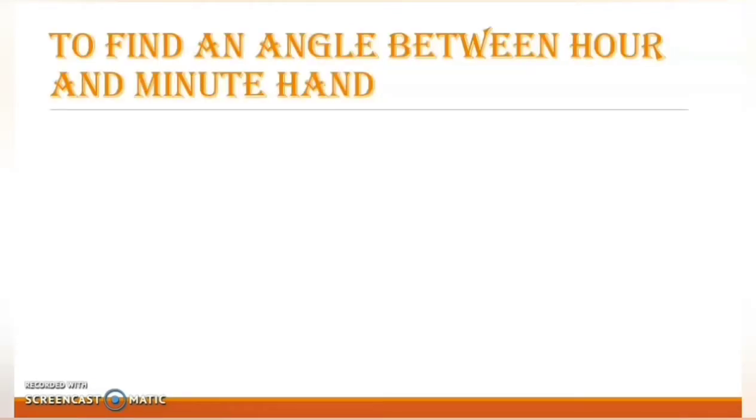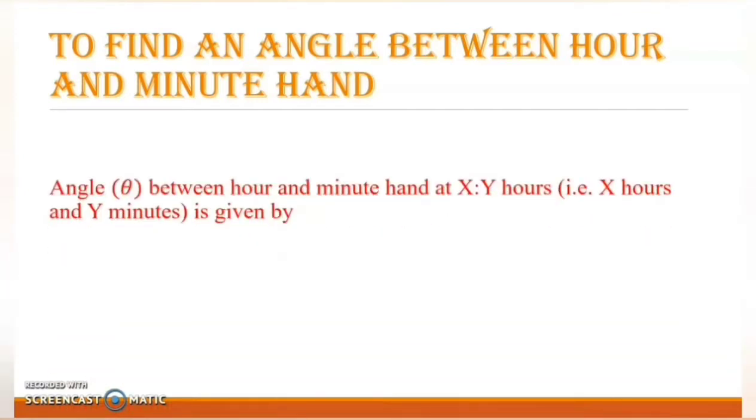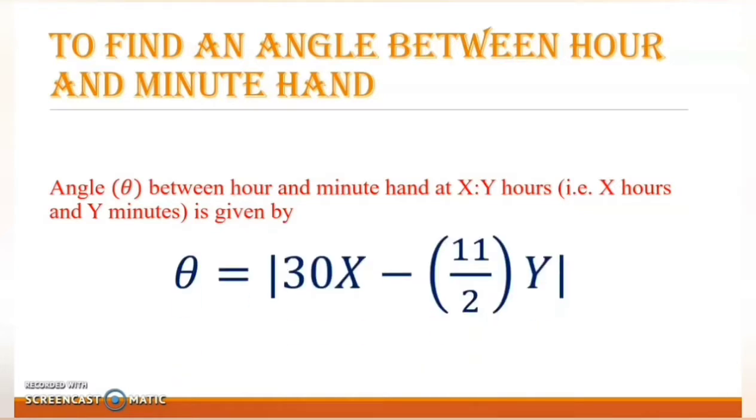Suppose I want to find an angle between hour and minute hand. Though I have given you the method before, it looks simple, but it consumes time. But in competitive exams, we don't have much time. Now, how do we solve such problems? We need to have a formula, and that formula I'm going to give you here. An angle theta between hour and minute hand at x hours and y minutes is given by theta equals mod of 30x minus 11 upon 2 y. Okay, now this is the formula that we were looking for.